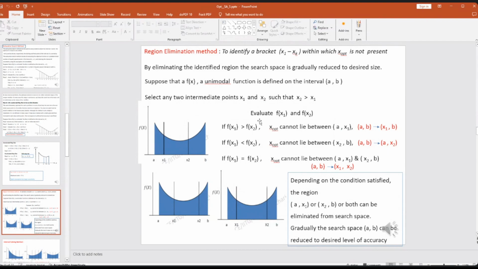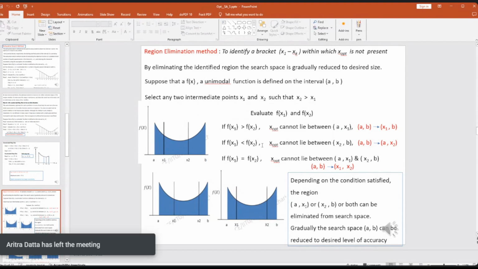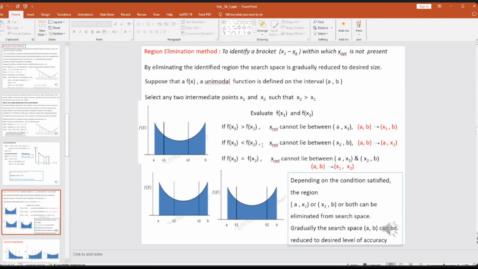Similarly, suppose instead of f(x1) greater than f(x2), we find f(x1) less than f(x2). x1 is at the left side of x2 and moving from x2 to x1 it is reducing. So we can at least say that the position of x2 is at the right side of the optima. Yes, sir. So then the region x2 to b can be eliminated. Do you agree with the logic? Yes, sir. And incidentally, if neither of the two conditions is satisfied, rather f(x1) is equal to f(x2), then we can say that the minima lies between x1 and x2. Then a to x1 and x2 to b are both eliminated.